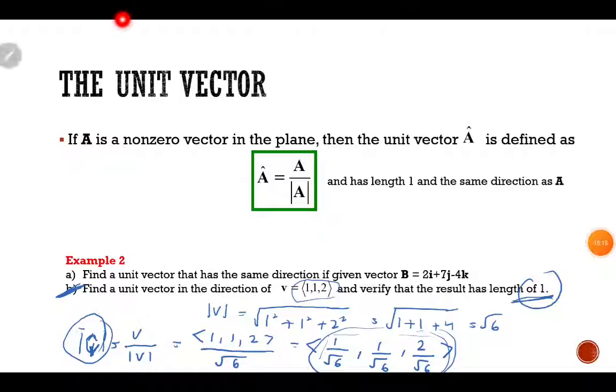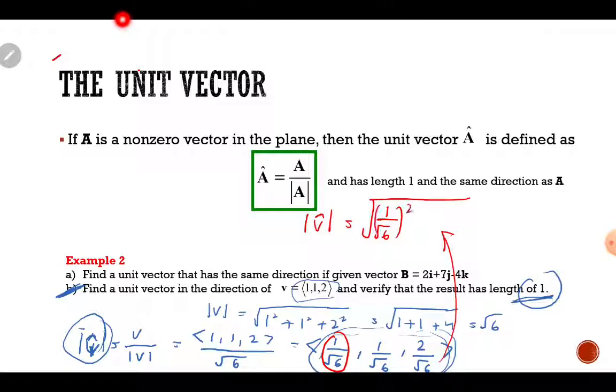So the magnitude of this unit vector V is what? This one is squared, right? 1 per square root 6 squared, plus, this one is also squared, 1 per square root 6 squared, plus, this one is squared too, 2 per square root 6 squared.